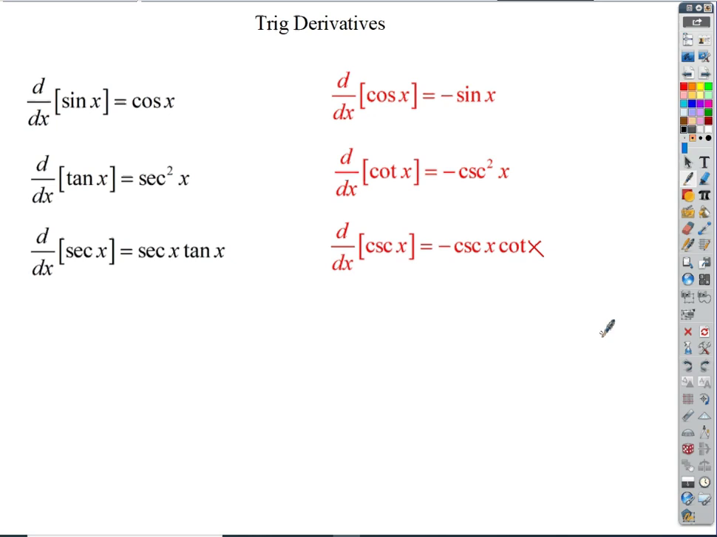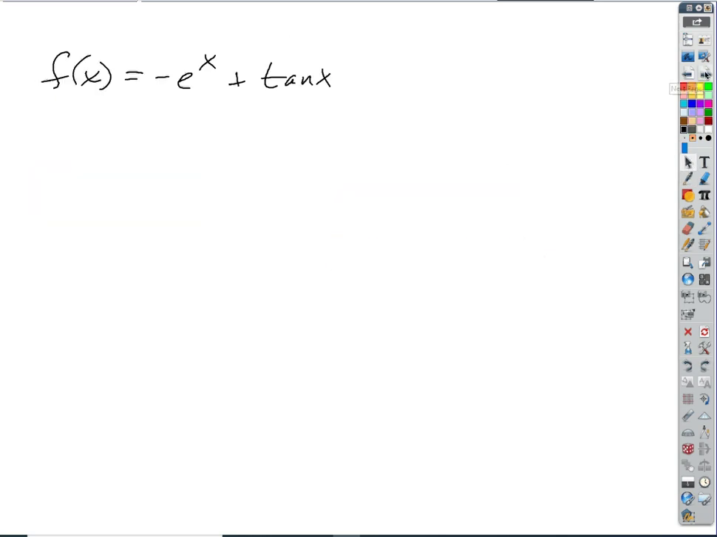Okay, so let's look at just a couple quick examples. I mean, we can probably skip that one. That's just going to differentiate term by term, right? No big deal.